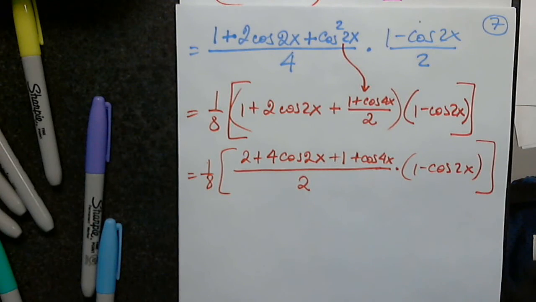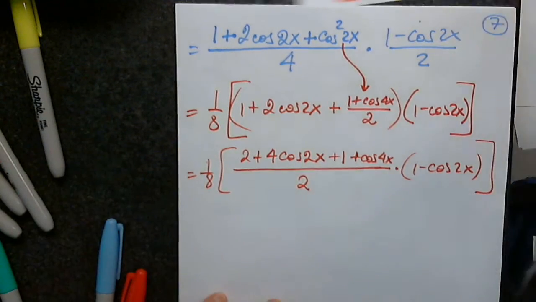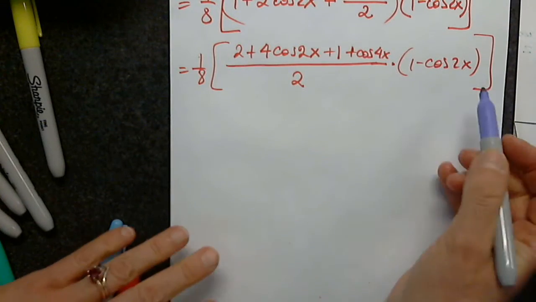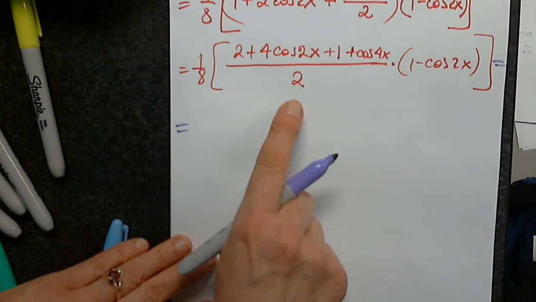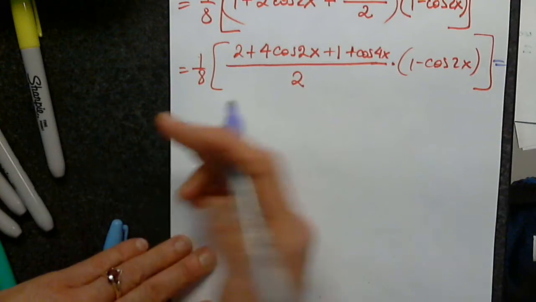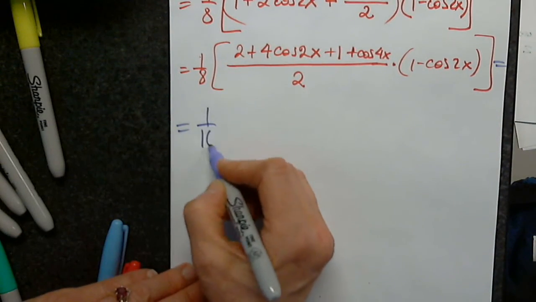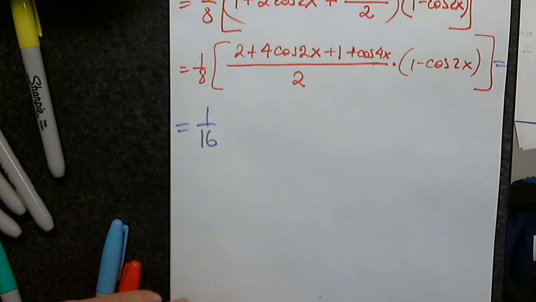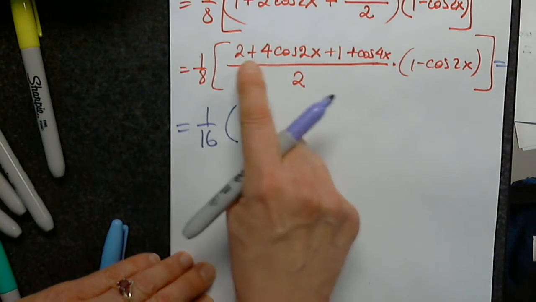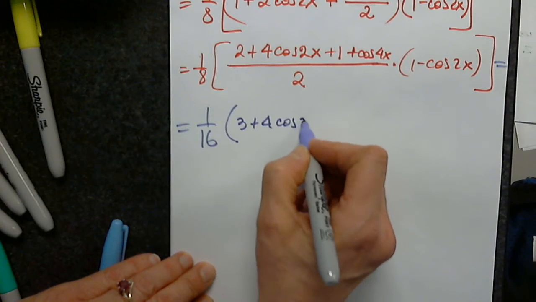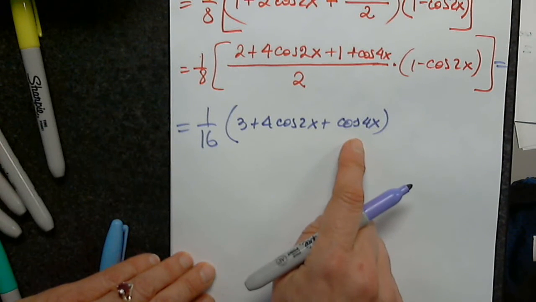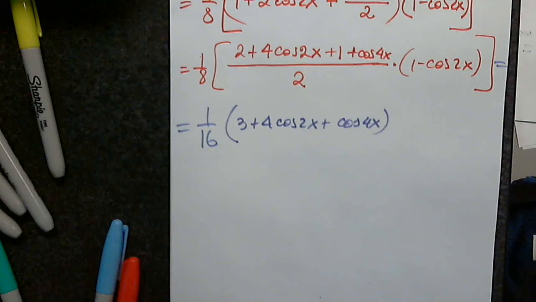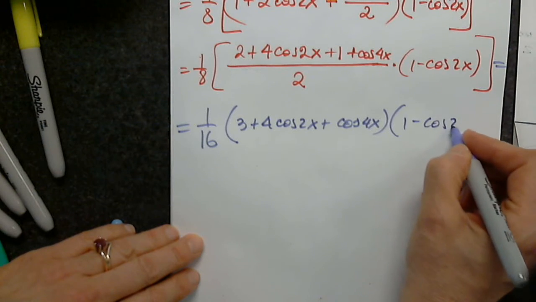Now I combine like terms. And I can drop, for a moment, the brackets. And when I multiply, I can bring the 2 in front, because everything will have denominator 2. So this is now 1 over 16. And I will have to multiply 3 plus 4 cosine twice x plus cosine 4x. You understand that these are not like terms. I wish they were. But cosine twice x is not like term with cosine 4x. And multiply by 1 minus cosine twice x.